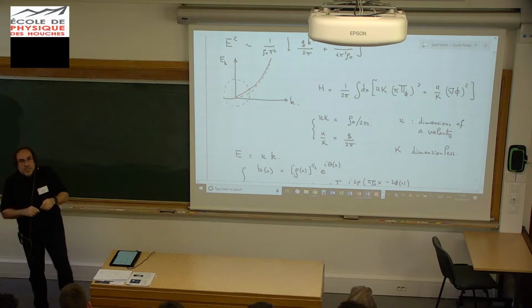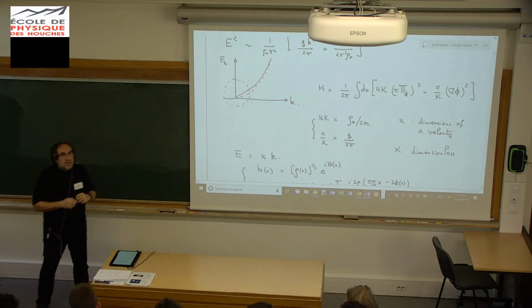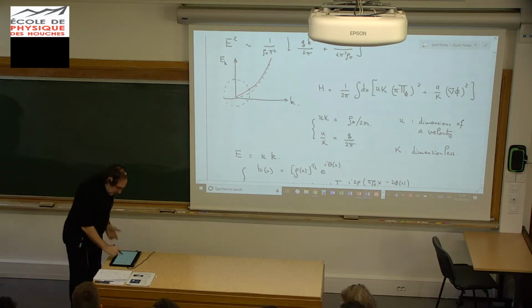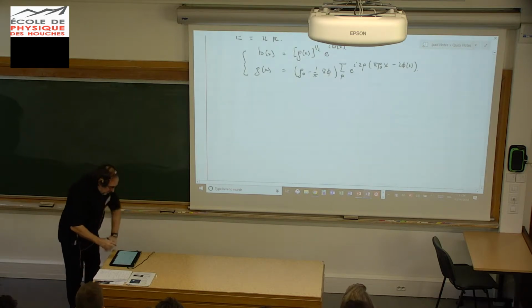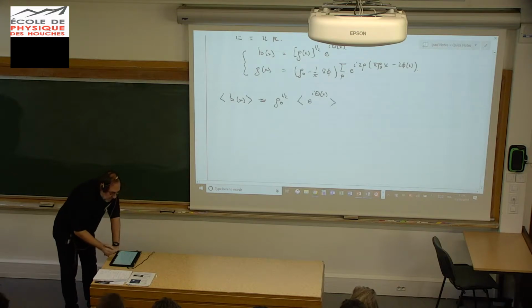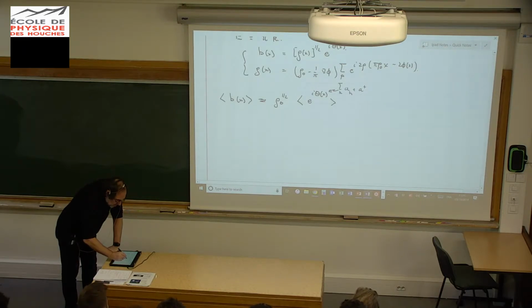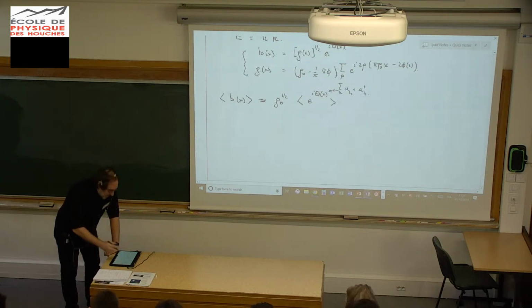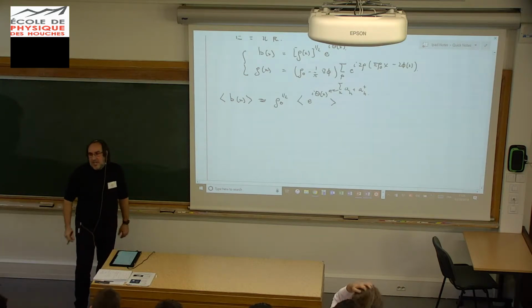Are there other questions on this? Okay, so let's look at the physical properties. The first thing is, is there a superfluid? What is the average of B of x? Well, this is roughly the average of rho 0 to the 1/2, times the average of exponential of i theta of x. And now I told you theta is something which is linear in the harmonic oscillator operators. So this is something like a sum over k of a_k plus a dagger k, and so on. And this is the ground state of a harmonic oscillator.